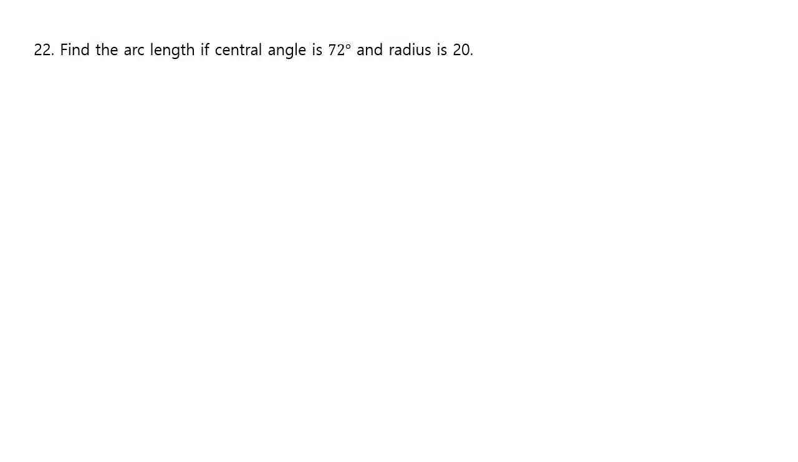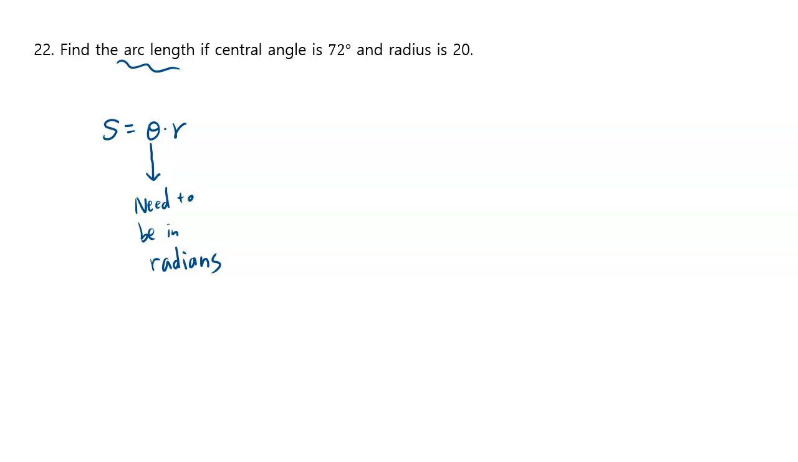Find the arc length if central angle is 72 degrees and radius is 20. Alright, so for arc length, you need to know the SOR formula, S equal to theta times R. Often just read as SOR. Okay, but this is really theta. This is for the angle. And the important thing is that this formula only works if this theta is in radians. If it's not in radians, you have to convert it.